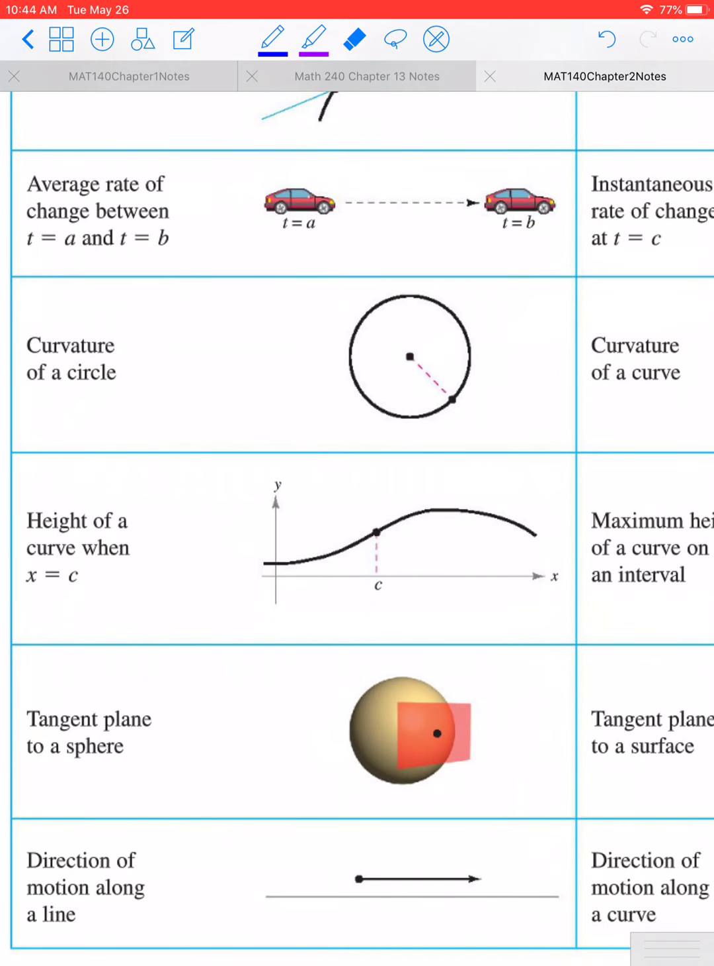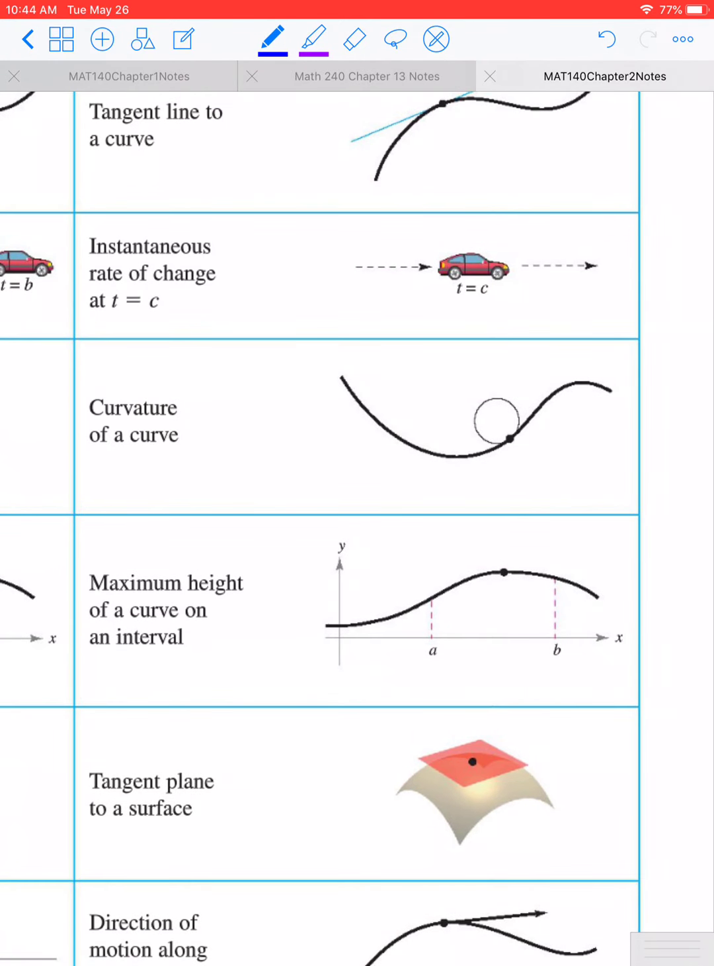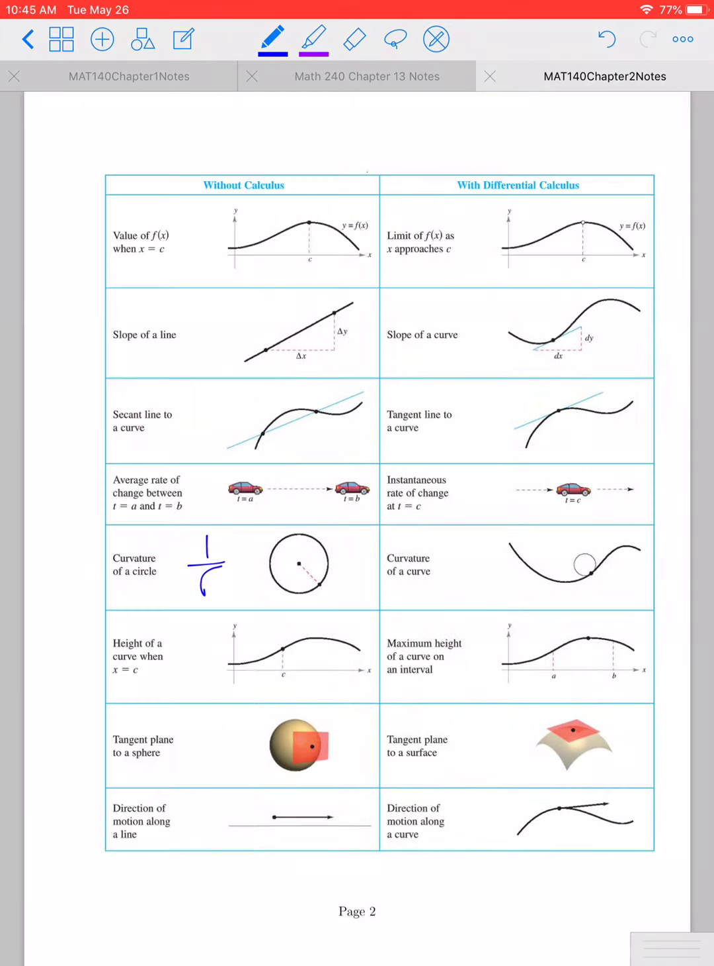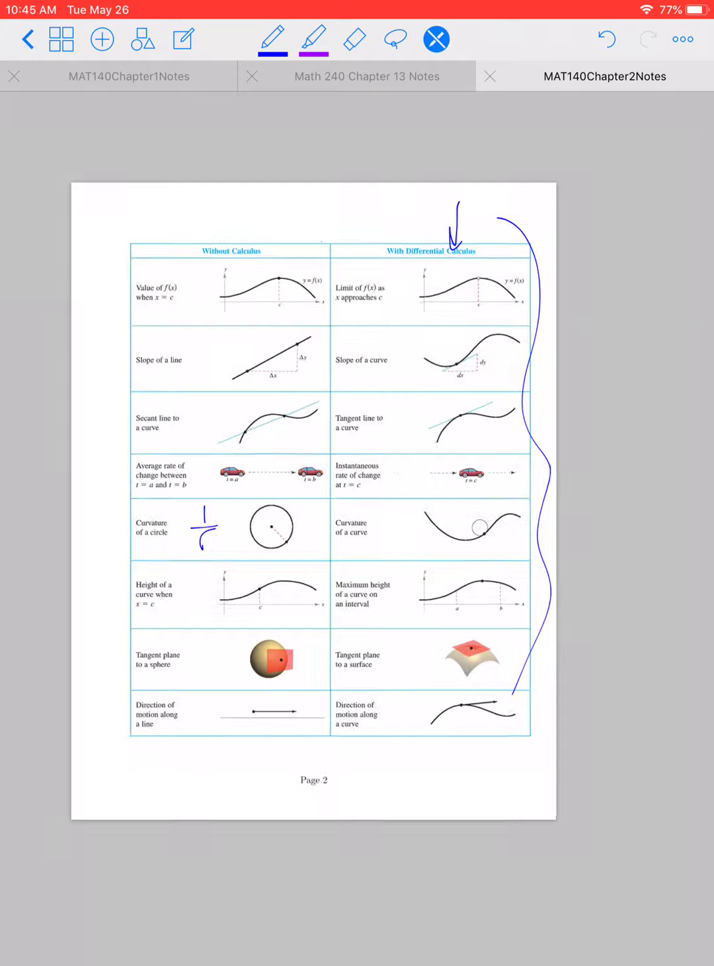We could calculate the curvature of a circle, how rounded it is. It's actually 1 over the radius. Whereas now we can talk about the curvature of a curve, which is how bendy the curve is at different points. So there's a lot of things that we're going to be able to do once we add the limit process to our knowledge that will allow us to solve some pretty cool problems. And we will focus on the majority of these this semester.